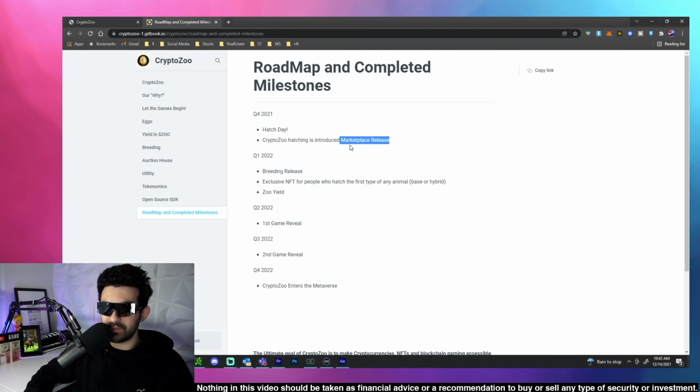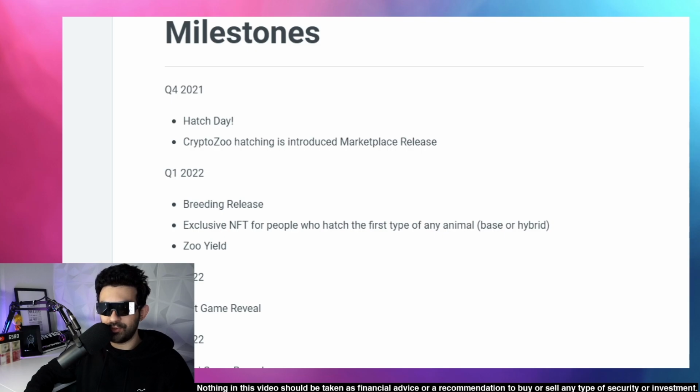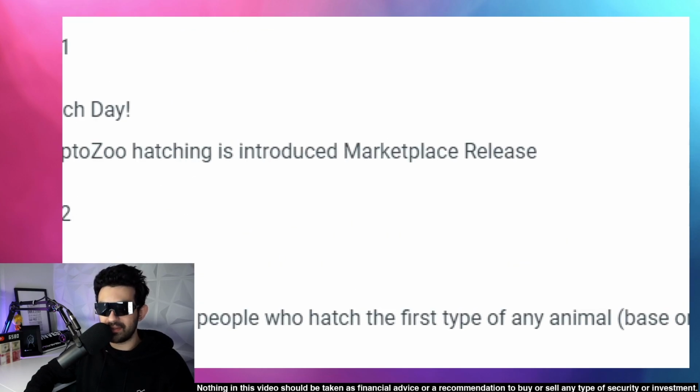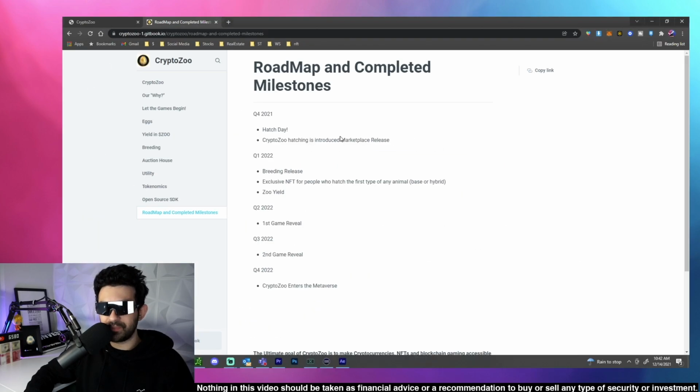Now, if you're the type of person who wants to be early, here's your chance. If you're the type of person who'd rather be late than wrong, and you kind of hold off a little bit, you kind of wait. Currently, I don't think there's a huge demand for people to jump in and start buying up all these animals. There has been no real marketing effort, because obviously, why would you market something that doesn't have any sort of utility, like breeding or yield or a game?